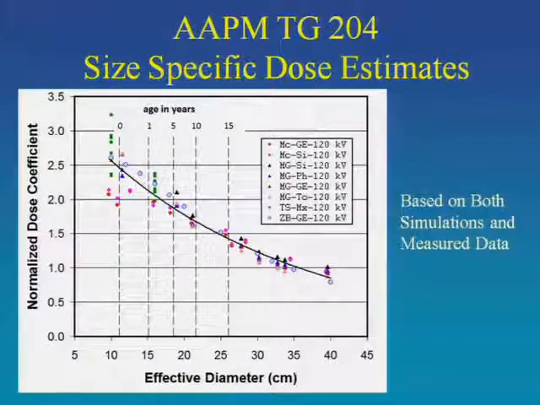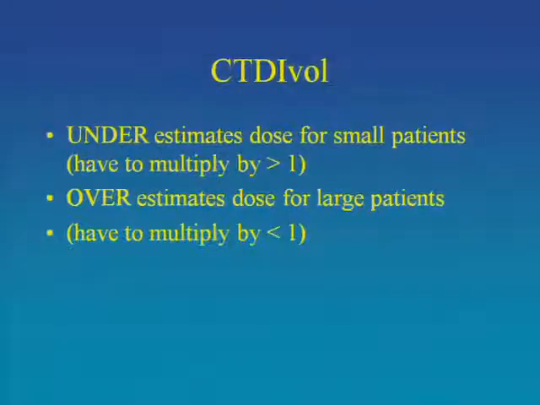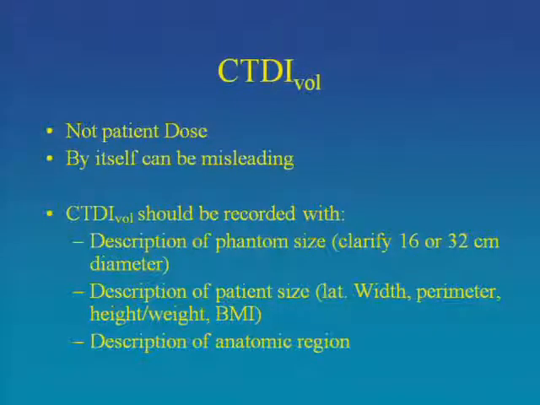So you can see sometimes you have to multiply, especially for little kids, up to 2.5, that number that comes off the scanner. And for larger patients, you actually have to multiply by a number less than 1. So the CTDIvol is actually an overestimate for those larger patients. So CTDIvol underestimates dose for small patients, so you have to multiply by greater than 1, and overestimates it for large patients. Okay. So by itself, CTDI can be misleading. It's not patient dose. And it should be expressed in the context of the phantom size and hopefully some description of patient size. I realize that's difficult to get right at the moment, but we're working on that.